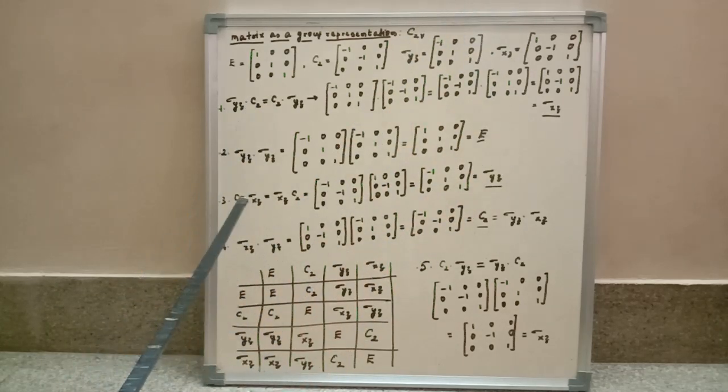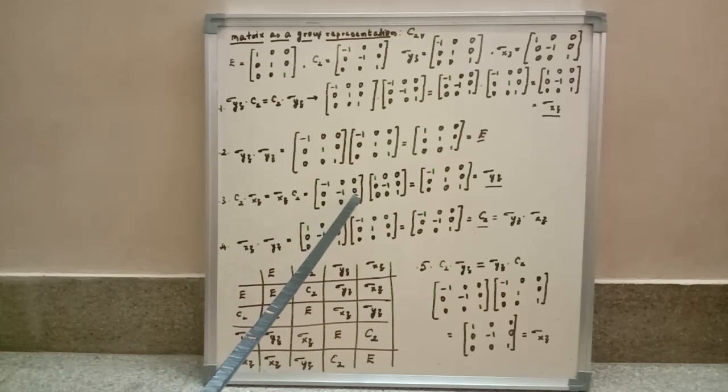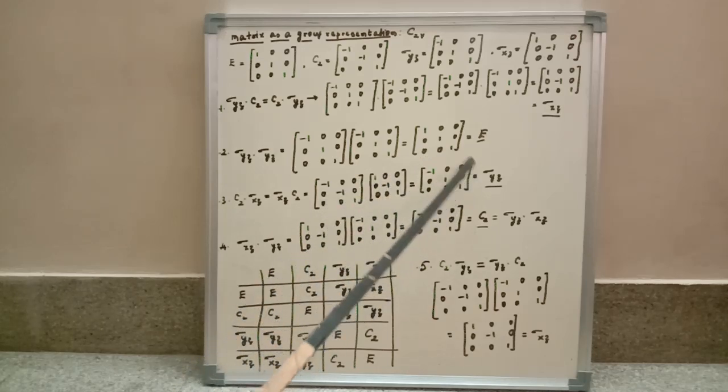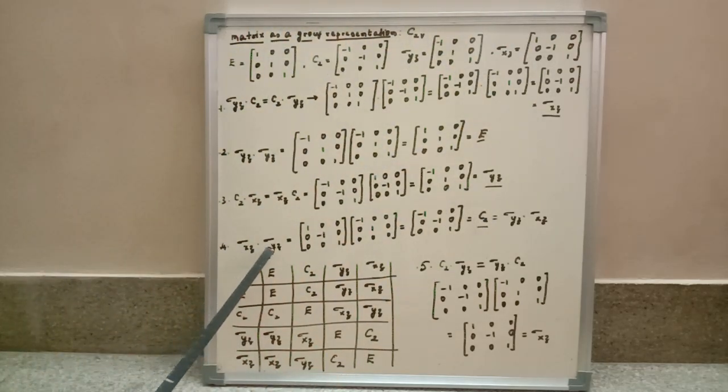Similarly, C2 into sigma xz and sigma xz into C2, I can apply either C2 into sigma xz or sigma xz into C2. If you apply, it is minus 1, minus 1, 1 for C2 and 1, minus 1, 1 for sigma xz. If you multiply the diagonal elements, you will get this matrix, that is nothing but sigma xz. Similarly, I can perform this for sigma xz and sigma yz, and C2 into sigma yz. Sigma xz into sigma yz, you will get C2, that is the commutative product. Similarly, C2 into sigma yz, you will get sigma xz.